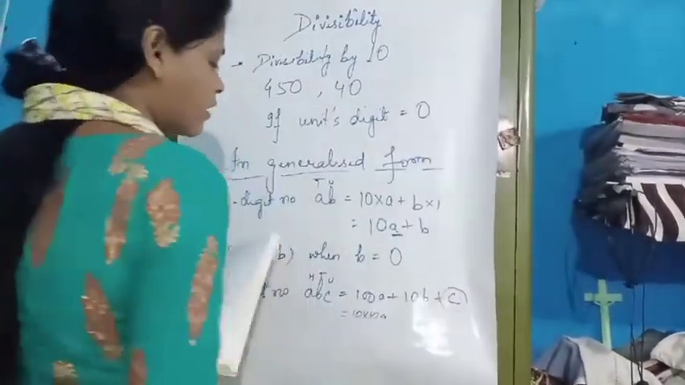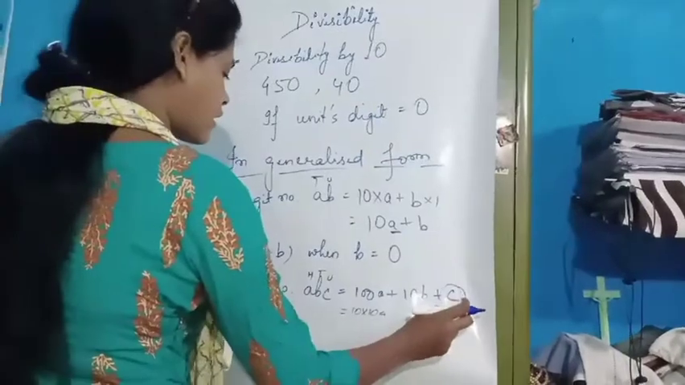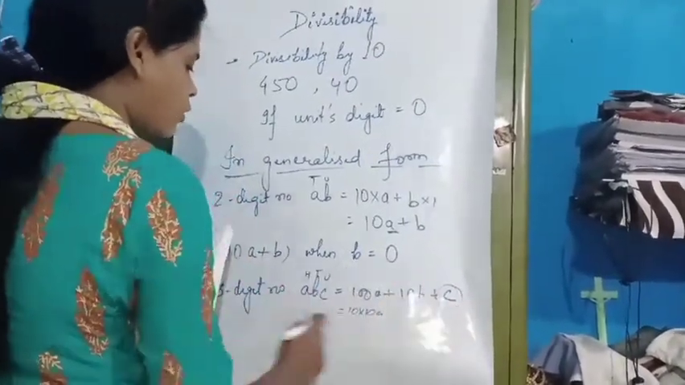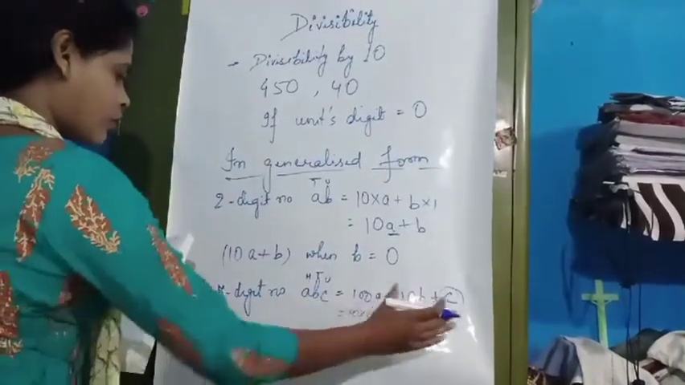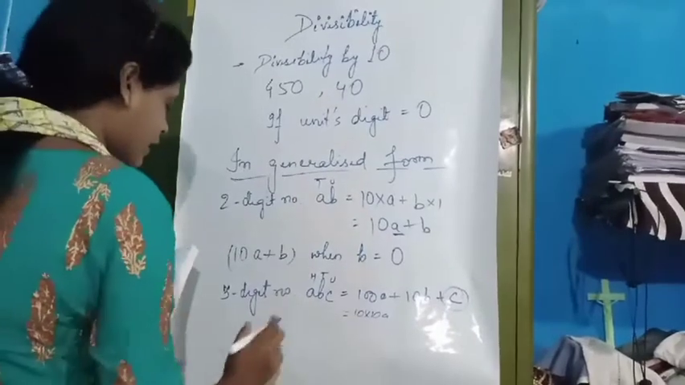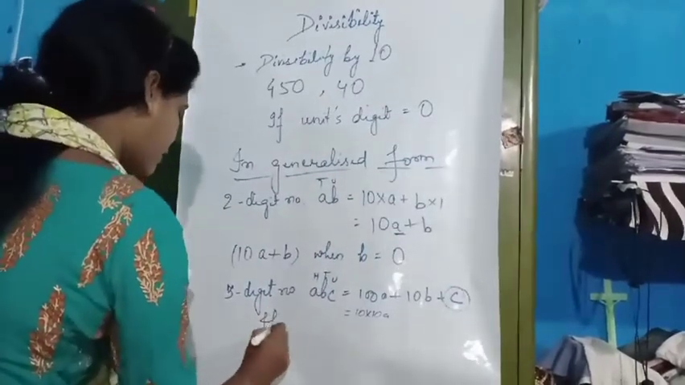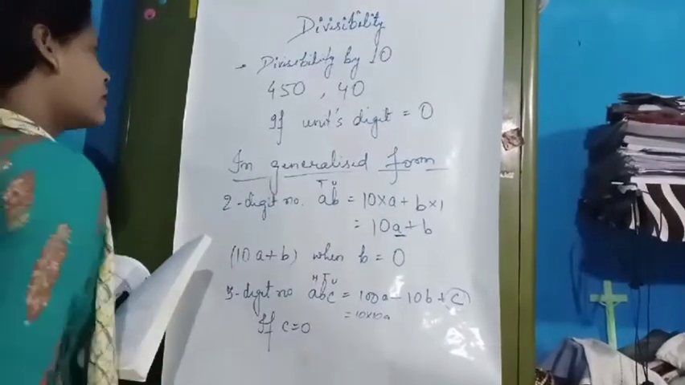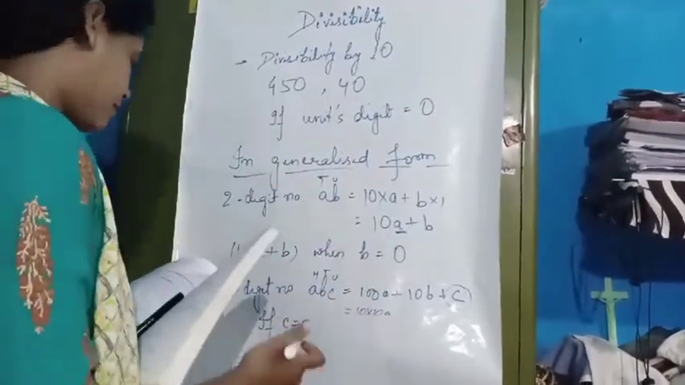But what about C? If the last digit C is 0, then this number is divisible by 10. So if C is equal to 0, then this number is divisible by 10.